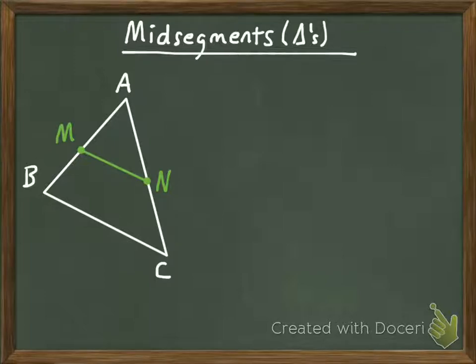Alright, now just to emphasize the definition of a mid-segment, whenever you draw a mid-segment, you're connecting the midpoints of 2 sides of a triangle, and so that would mean that segment BM is congruent to segment AM because M is the midpoint of segment BA, and that would mean that segment AN is congruent to segment CN because, well, N is the midpoint of segment AC, right?